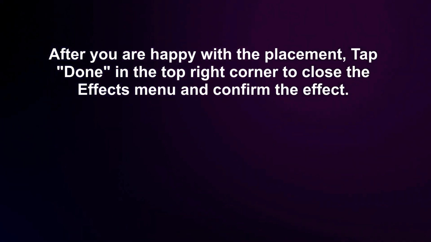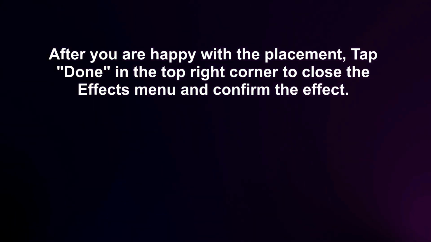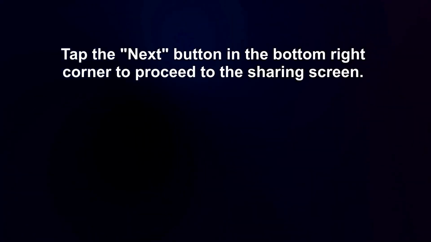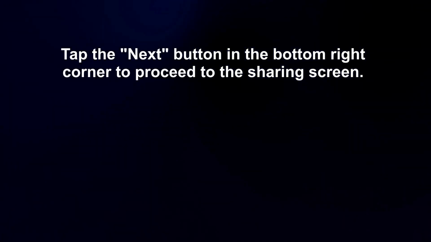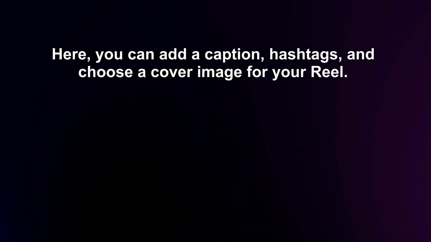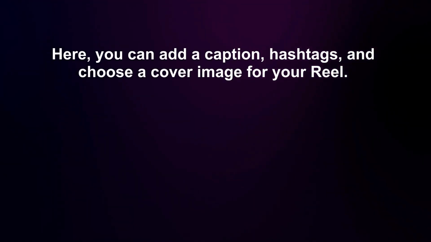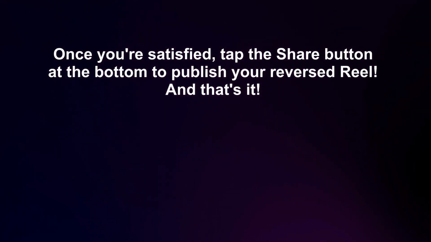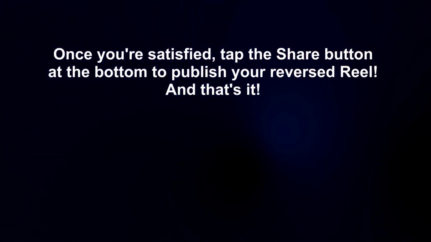After you are happy with the placement, tap Done in the top right corner to close the effects menu and confirm the effect. Tap the next button in the bottom right corner to proceed to the sharing screen. Here, you can add a caption, hashtags, and choose a cover image for your reel. Once you're satisfied, tap the share button at the bottom to publish your reversed reel.